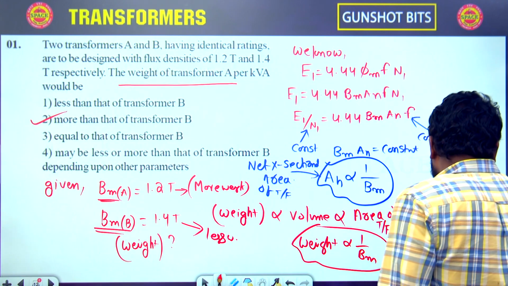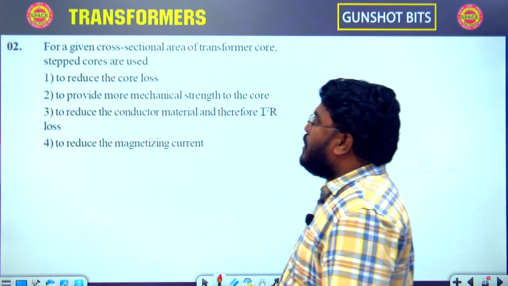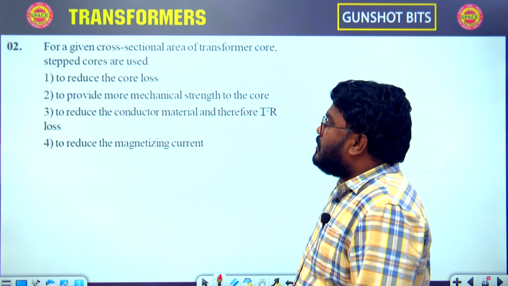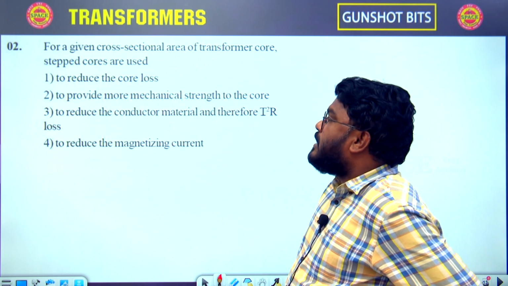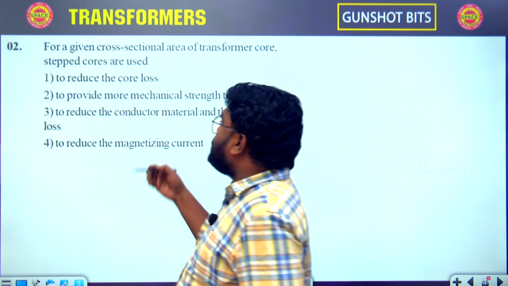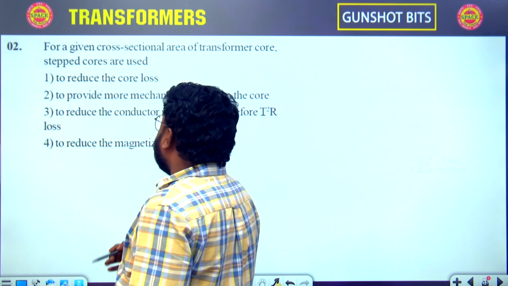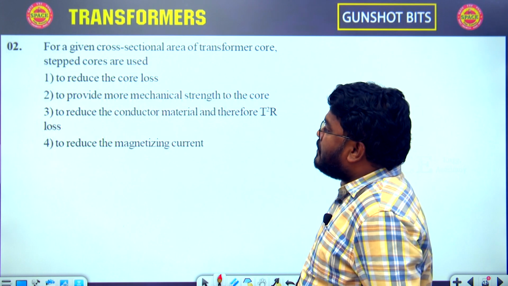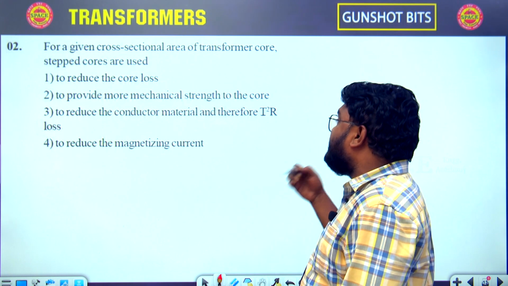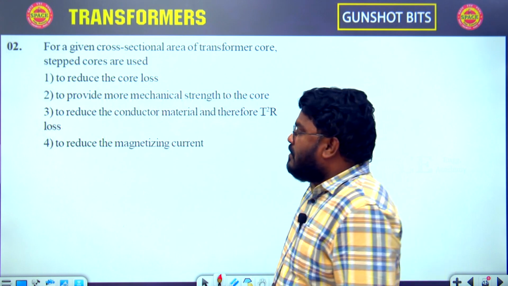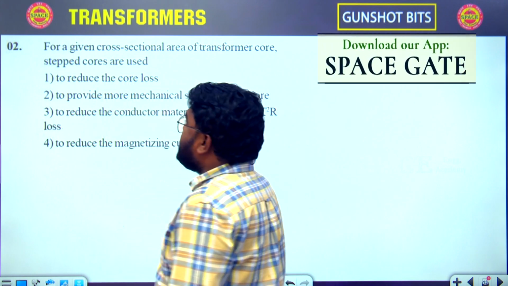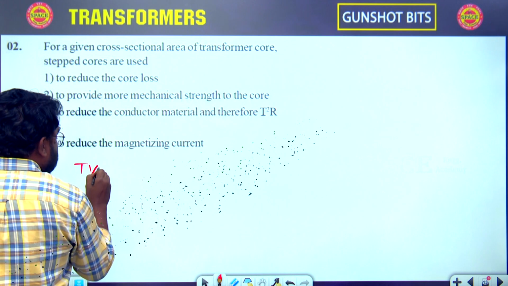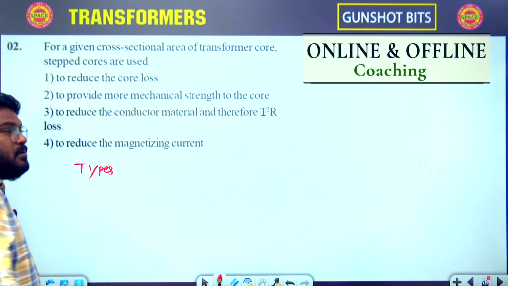Next, let us solve question number 2. For a given cross sectional area of the transformer core, the cores are used to reduce the core losses, to provide more mechanical strength to the core, to reduce the conductor material and therefore I squared R losses, and to reduce the magnetizing current. We know this question can be solved by using the concept of the types of transformer cores.